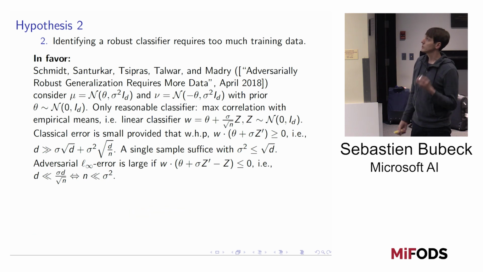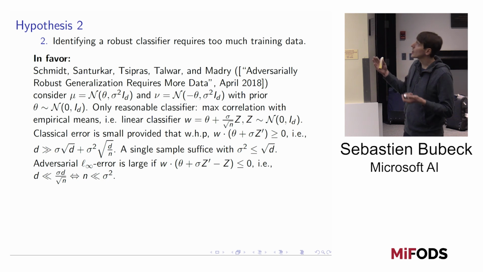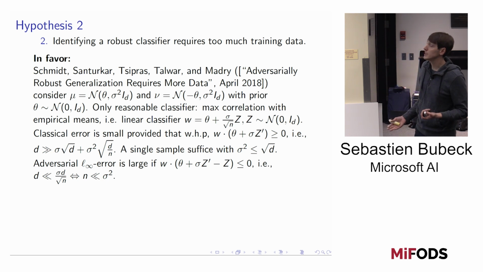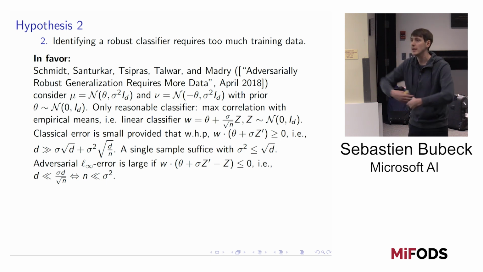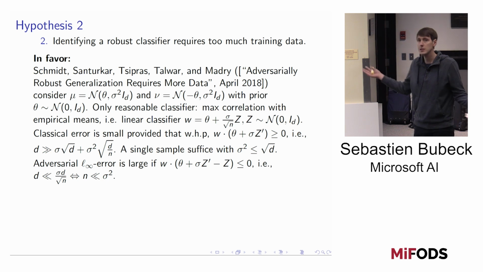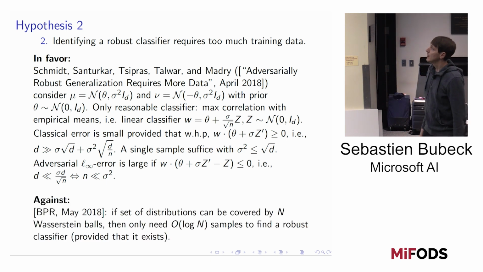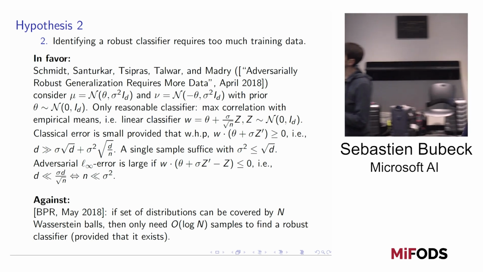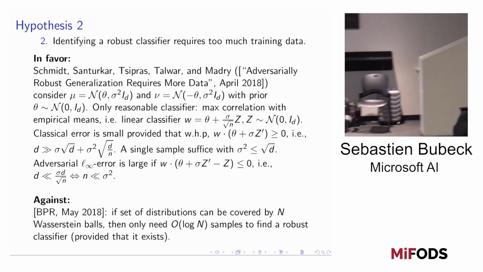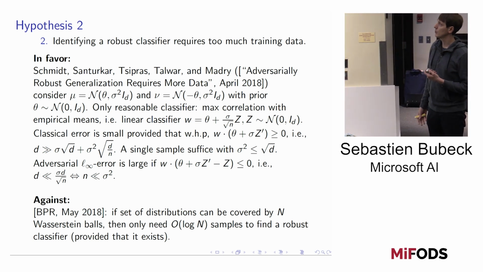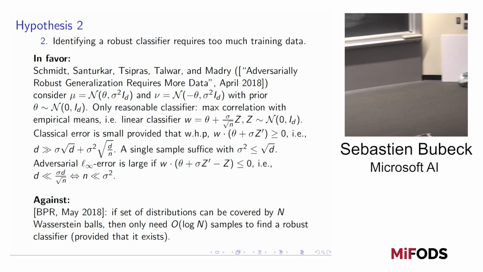Okay, so notice, this shows only a polynomial separation. It's an argument in favor of the fact that you need more training data, but it doesn't say you need exponentially more. You need a little bit more, okay? So against is what we wrote in our paper. It's very simple, but somehow it felt like we had to write it, but it's really, really simple.